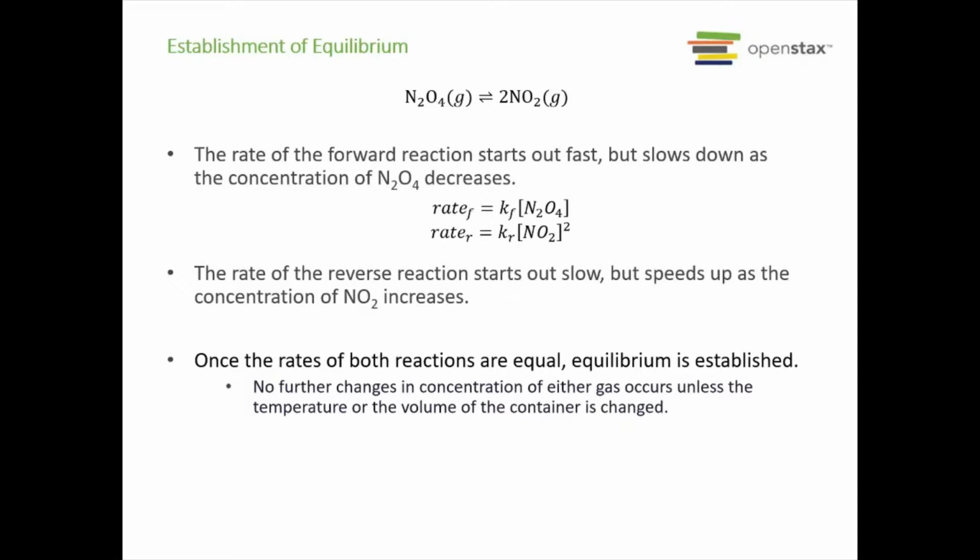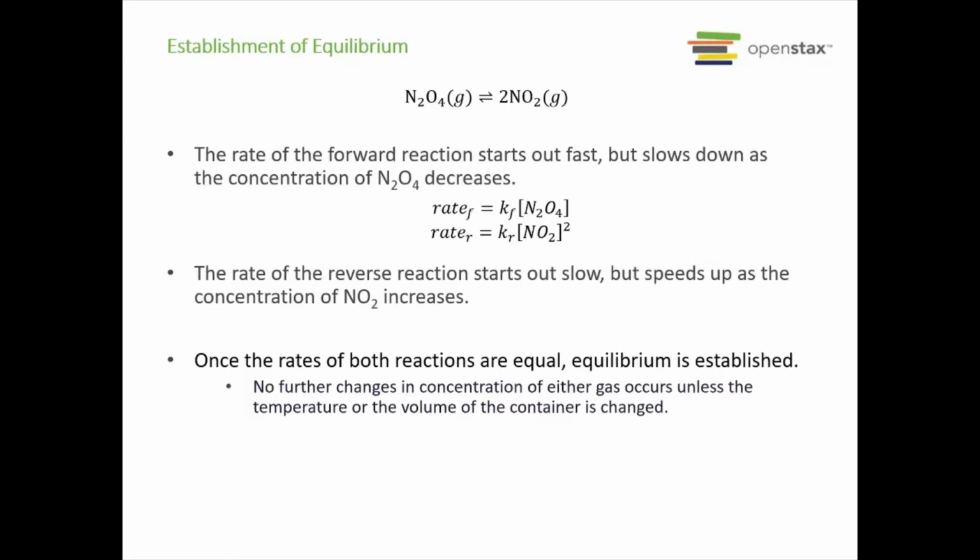Whereas the reverse reaction, the NO2 reaction, is going to start off slower because it doesn't have that much of it built up. But then it's going to speed up as we get more NO2. And once the N2O4 rate gets low enough and the NO2 rate is high enough, or they're the same, then we have equilibrium. So nothing is going to change for the concentration of either gas until the temperature or the volume of the container is changed.